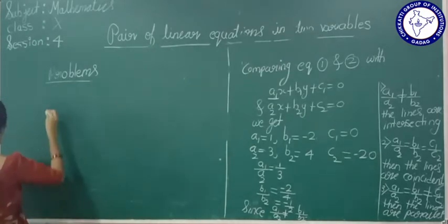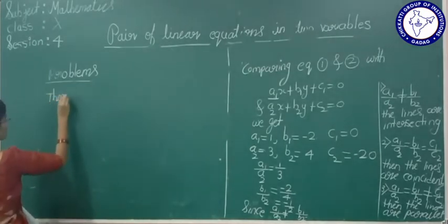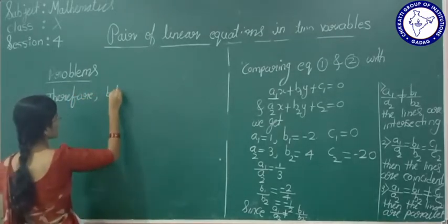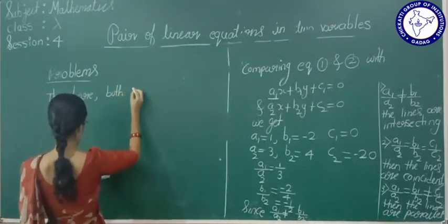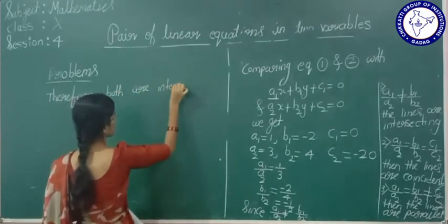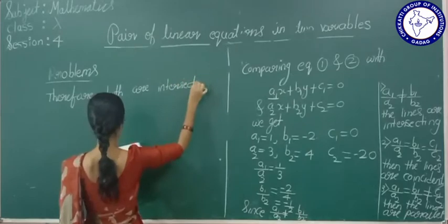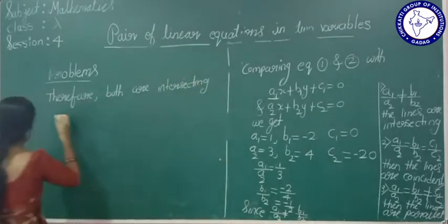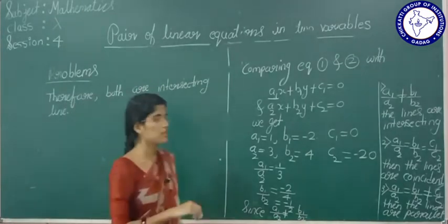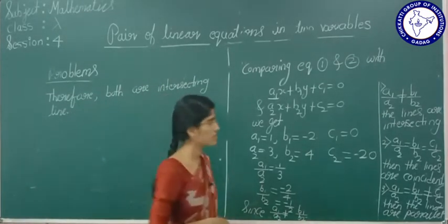What we can write here, therefore both are intersecting lines. Therefore both are intersecting lines.